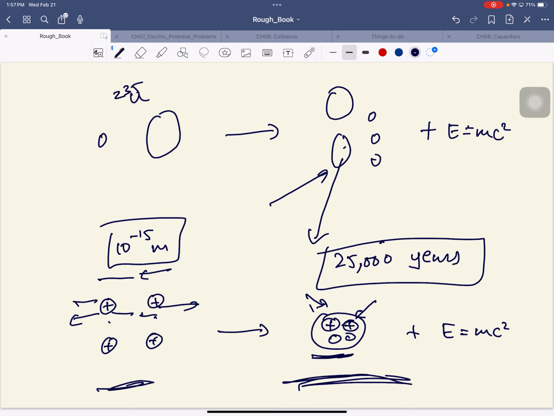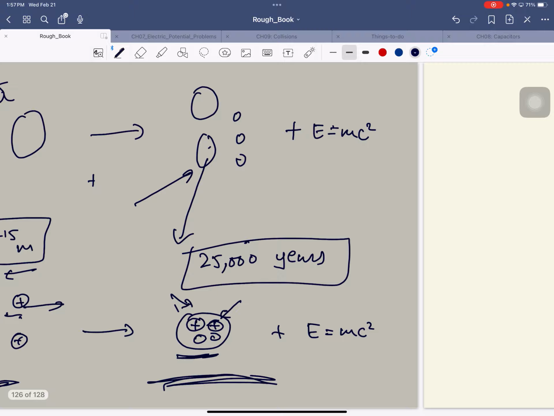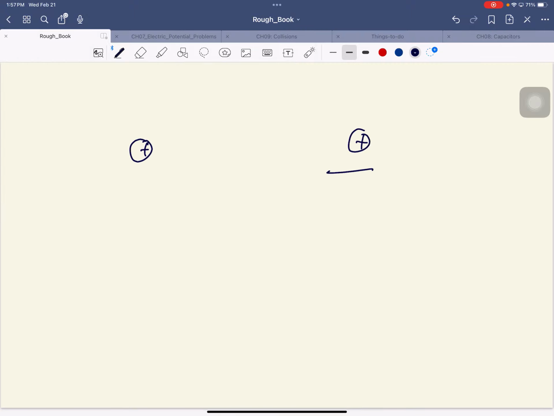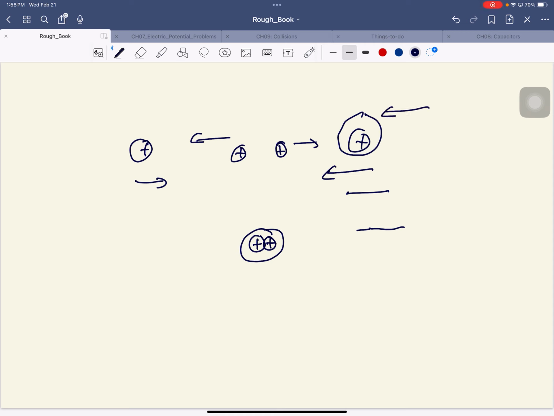How do you get them close? If you shoot two of them, they'll come this close and then fly apart. You shoot them faster, they'll come closer. And if you shoot them fast enough, within 10 to the minus 15 meters, they'll form a bound state. So essentially, you take a bunch of protons and heat the gas to a high temperature so they're moving fast enough that when they come together, they get close enough and form a bound state.